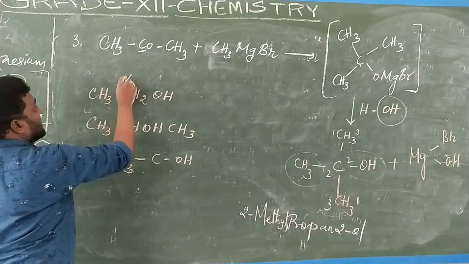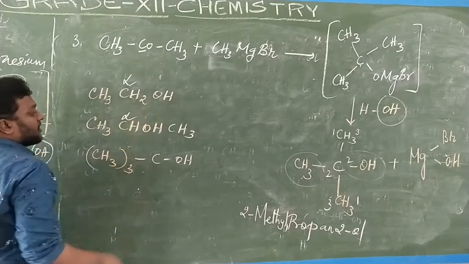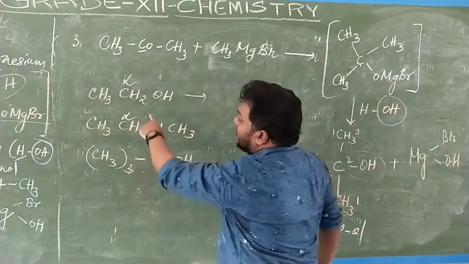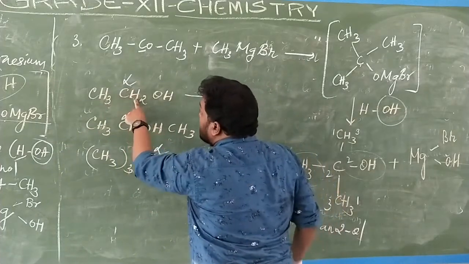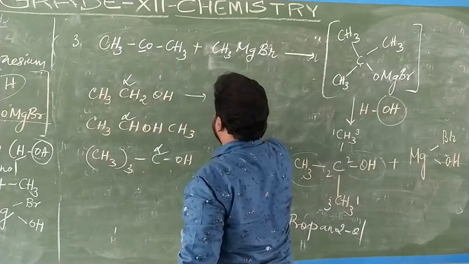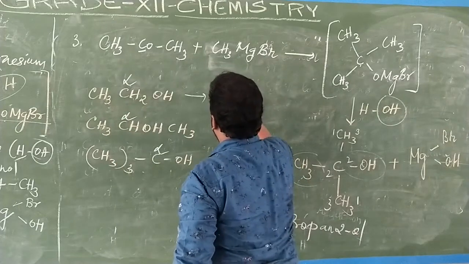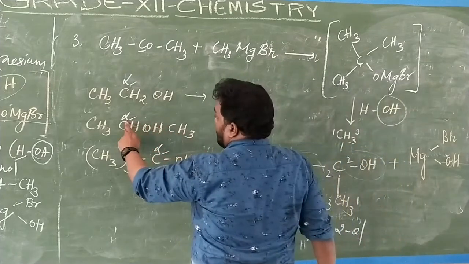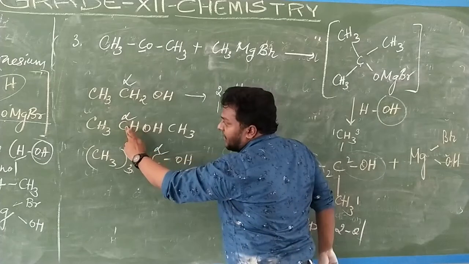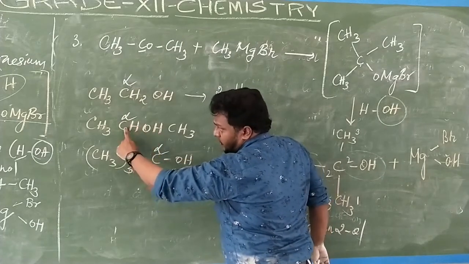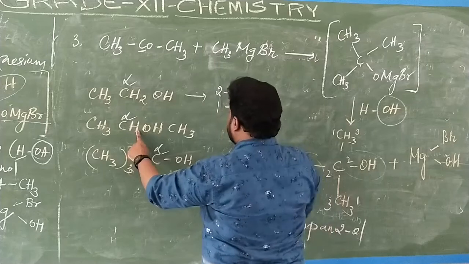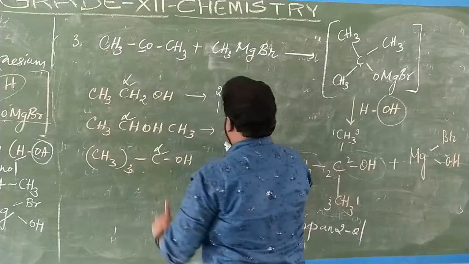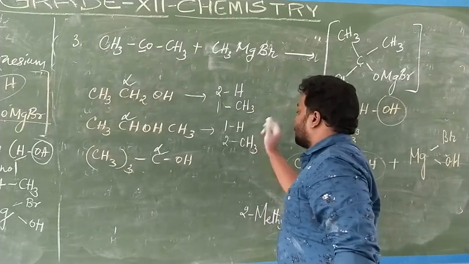The alpha carbon atom here is this one, this one, and this one. So we only have to consider the alpha carbon. To this alpha carbon atom, 2 hydrogen and 1 alkyl group are present, a CH3 group. In the next structure, the carbon to which OH is attached is the alpha carbon atom; one hydrogen is present and 2 CH3 groups are present.